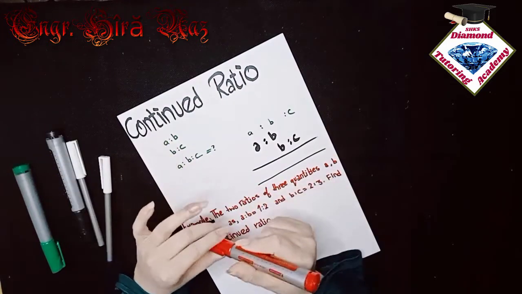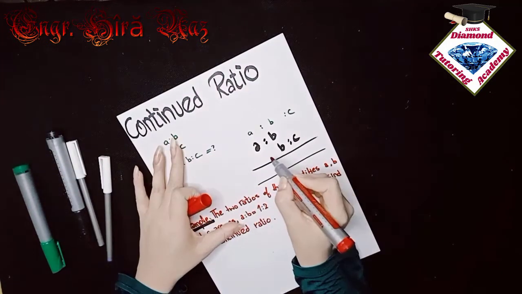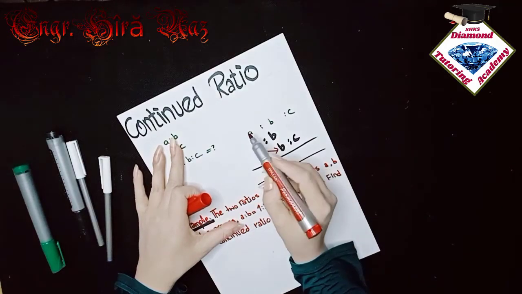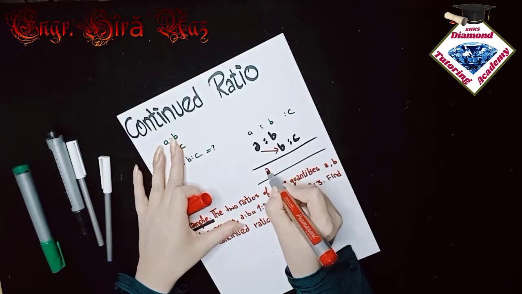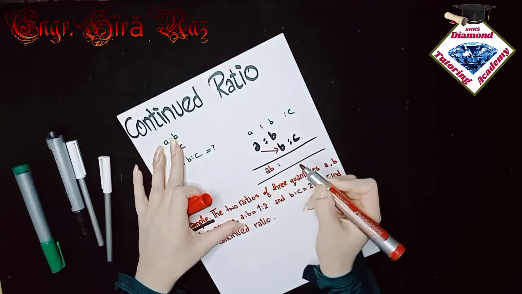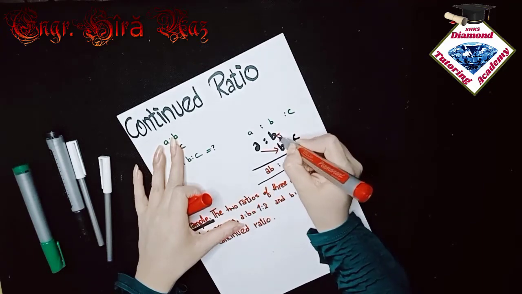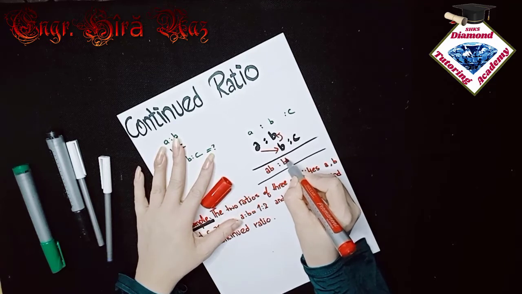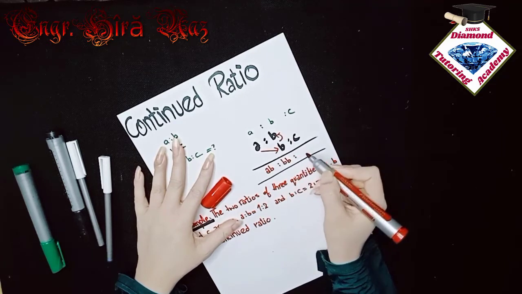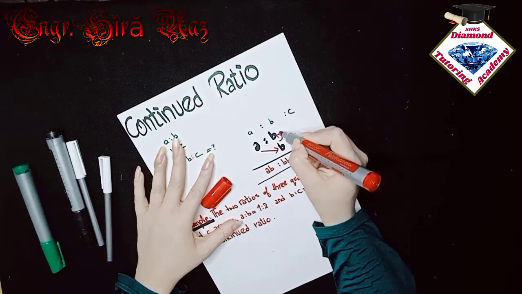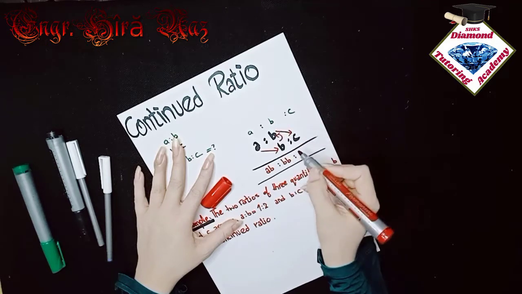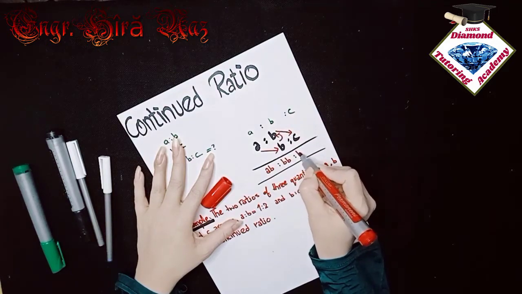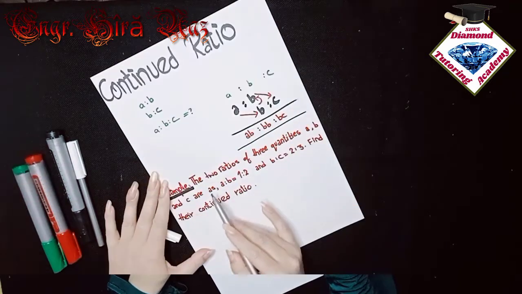Now you have to multiply these both to get the value of A as A into B. Then you have to multiply these both to get the value of this B, that is B into B. And then you have to multiply this B with C to get the value of this C. Let us do that with an example.